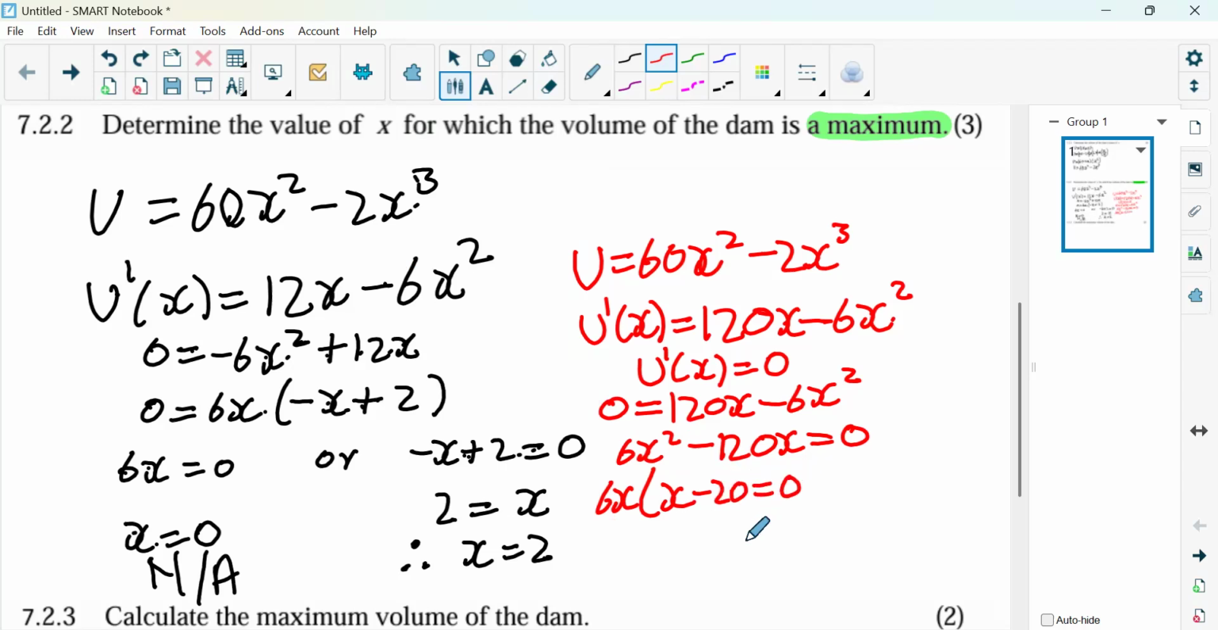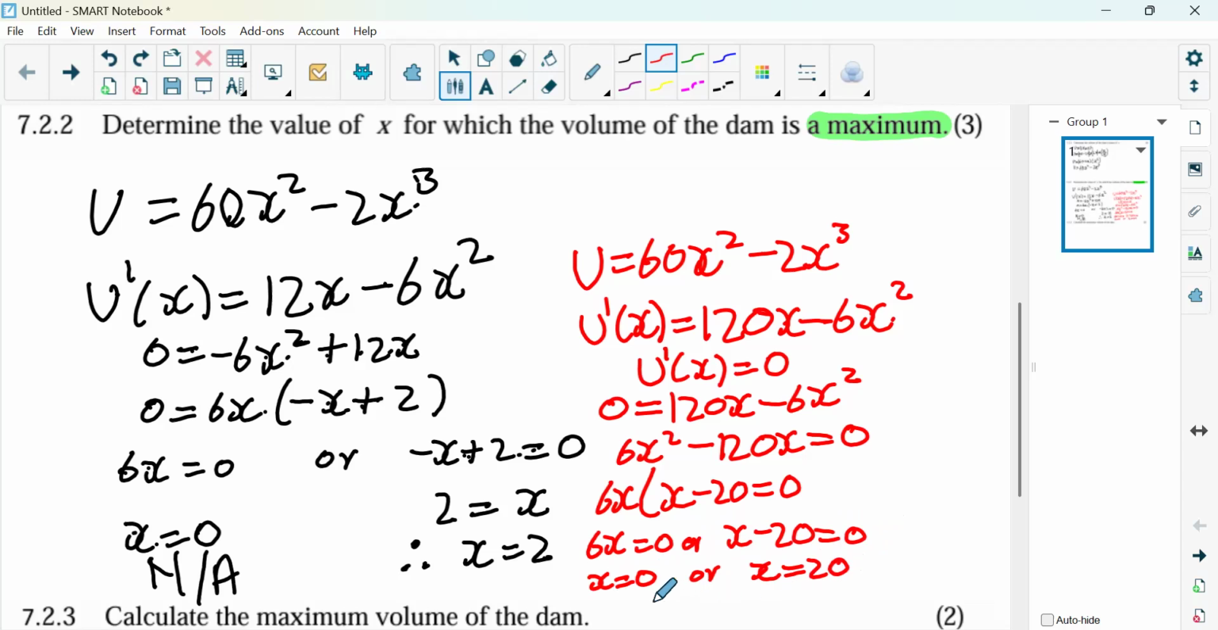So we have 6x is equal to 0, or x minus 20 is equal to 0. Next, what do we have? We have x which is equal to 0, or x is equal to positive 20.